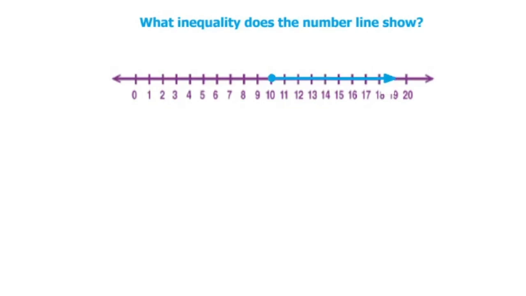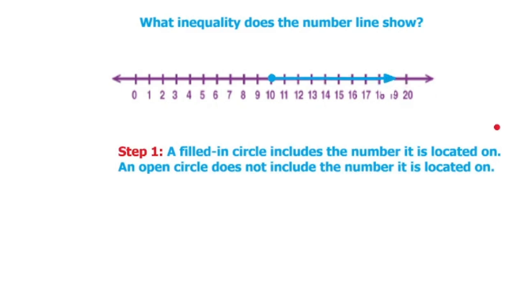In this video, we're going to understand what an inequality looks like on a number line. So if we have a problem like this that says, what inequality does the number line show? And we have a number line here. We have a filled in circle, and then we have a line with an arrow on it going this way. So we need to figure out what inequality this is.